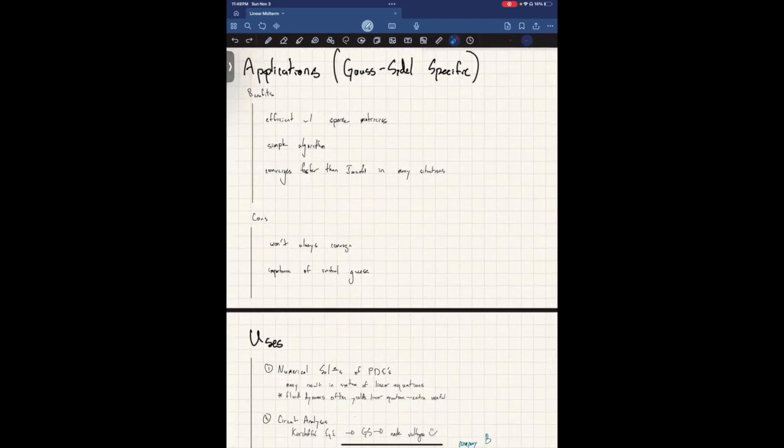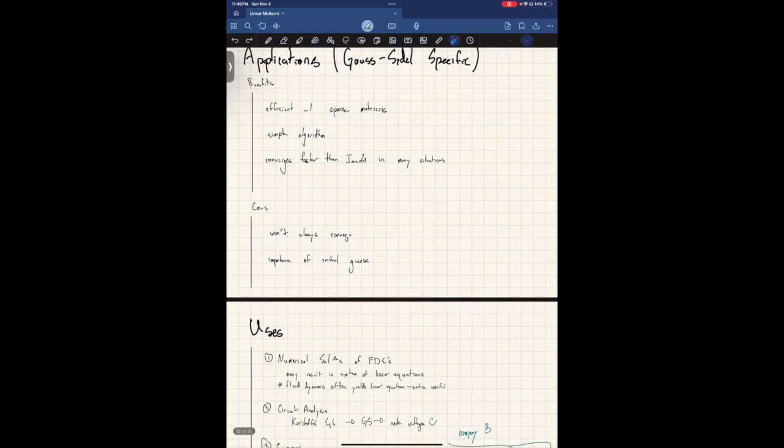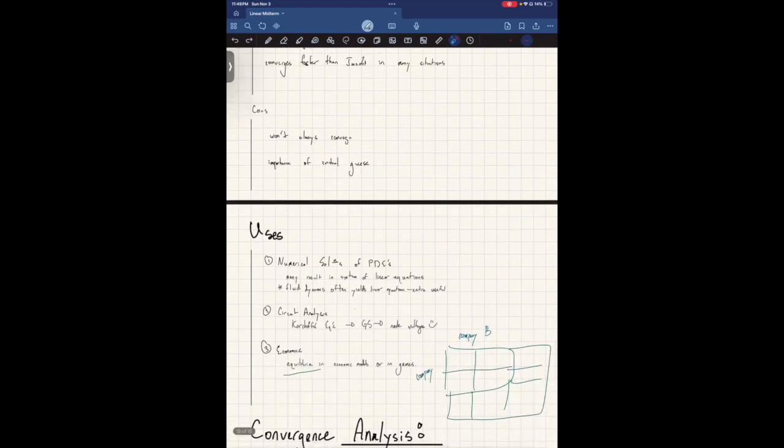One, it's efficient with sparse matrices where there's a lot of zero values, as it has to compute less. And it's a pretty simple algorithm. We don't need any advanced data structures. And finally, as I just stated, it converges faster than the Jacobi method in many situations. And a little bit of general cons.